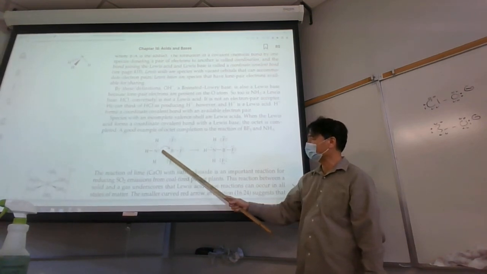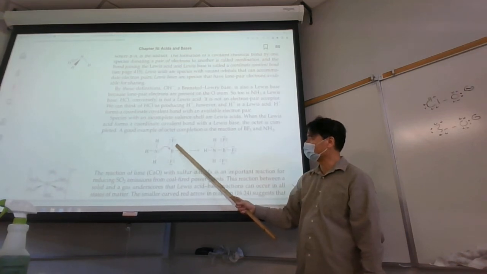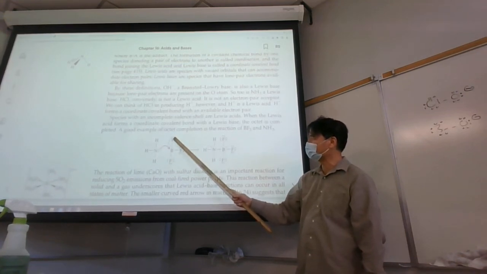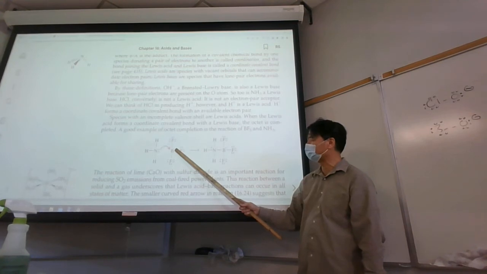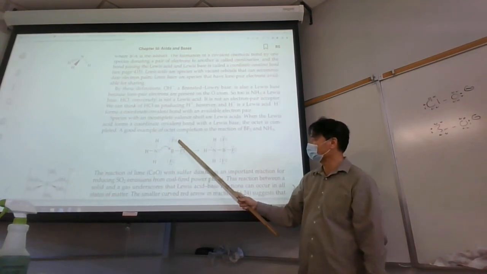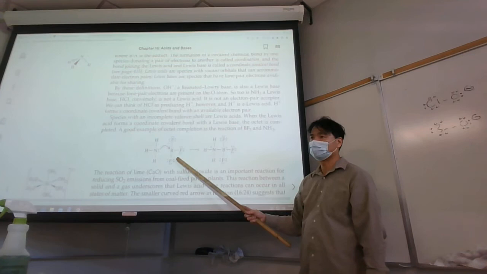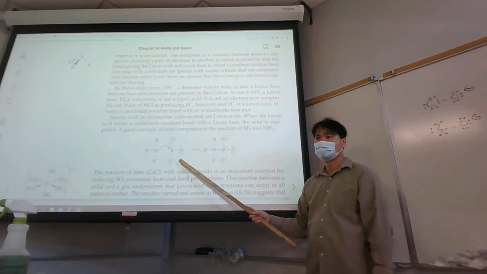BF3, one thing about BF3 is it's lacking an octet. Fluorine refuses to form double bonds because if fluorine double bonds, it puts a positive formal charge on fluorine and a negative formal charge on boron, which isn't going to happen. So fluorine's not going to release the lone pairs to boron, and so we're going to have less than an octet, which makes BF3 a powerful Lewis acid.